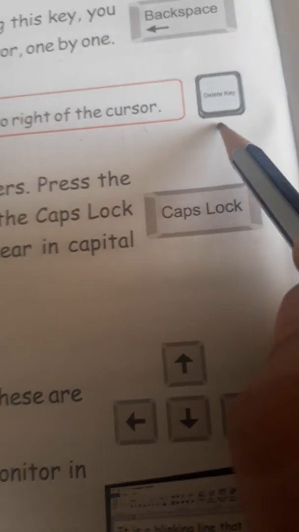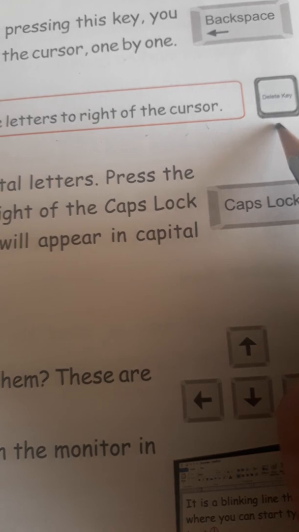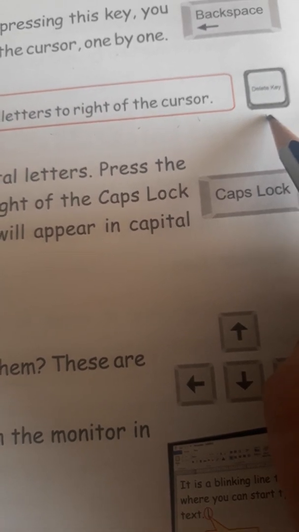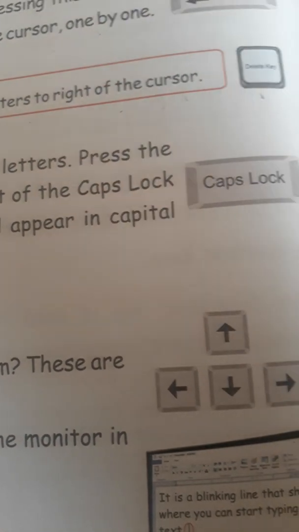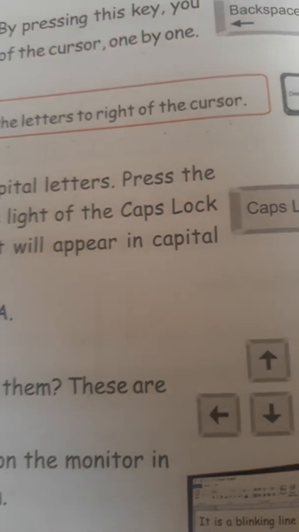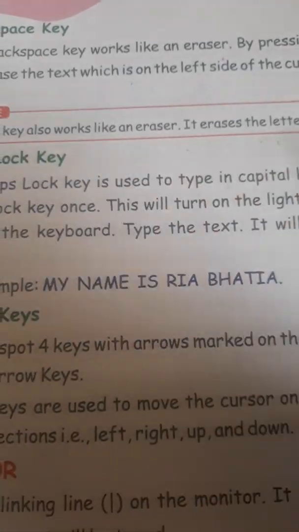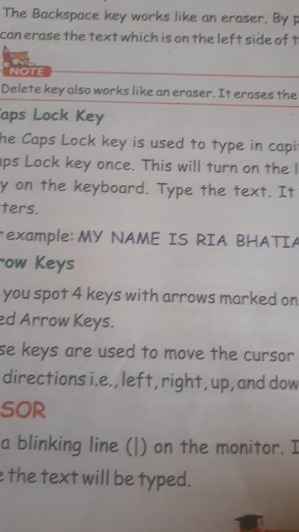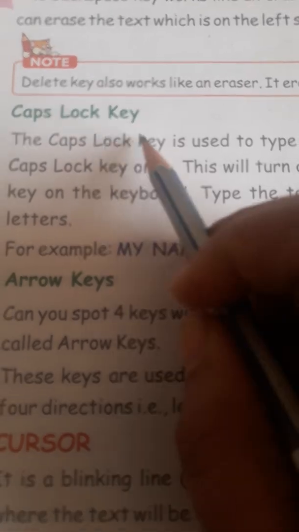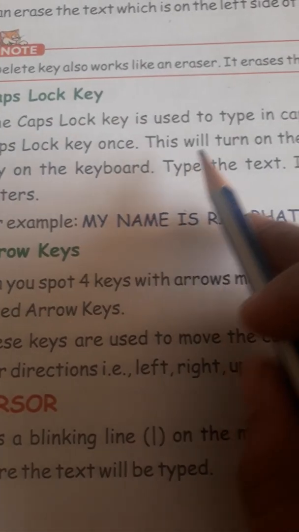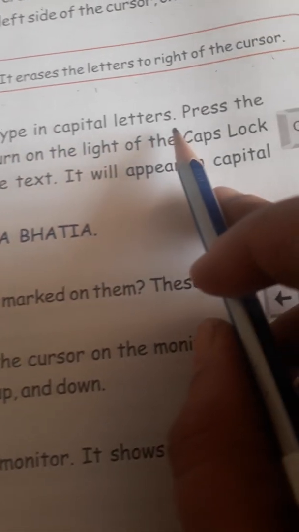Now there is another key, delete key. Delete key, it also works like an eraser, but it deletes the letters which are to the right side of the cursor. Backspace deletes to the left side of the cursor and delete key erases to the right side of the cursor. Next one is caps lock key. You know why do we use caps lock key? It is used to type in capital letters.